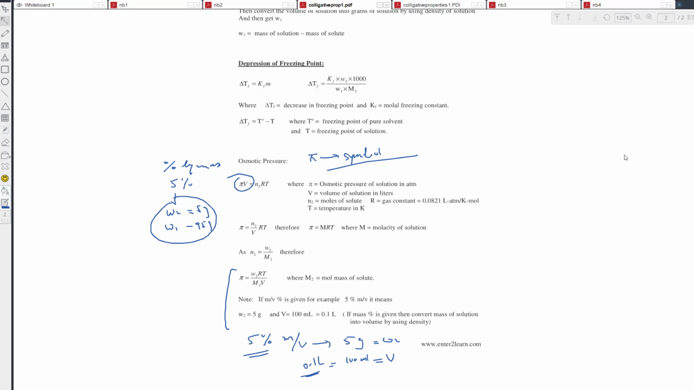Any question about this? Normally we need weight by weight percent, mass by mass percent, for elevation of boiling point, Raoult's law, and depression of freezing point. We need mass by volume for osmotic pressure. But if they don't give this and give another percentage, then they need to give the density so that we can fix it. Okay, and now one more thing before we go to this problem.